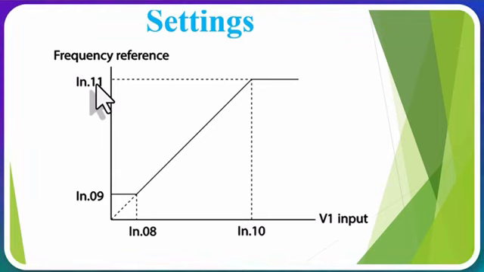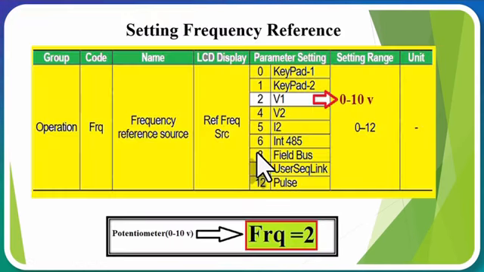So up to this point, we've learned that if we want to control the frequency of this inverter through the 0 to 10 volt analog voltage inputs, the FRQ parameter should be set to 2, meaning 0 to 10 volts.